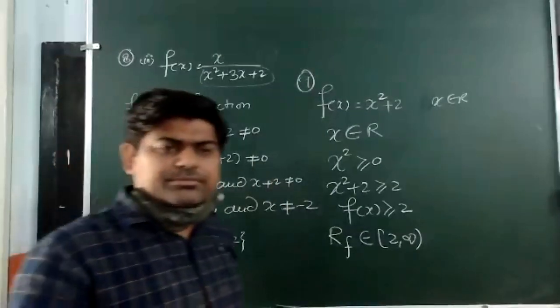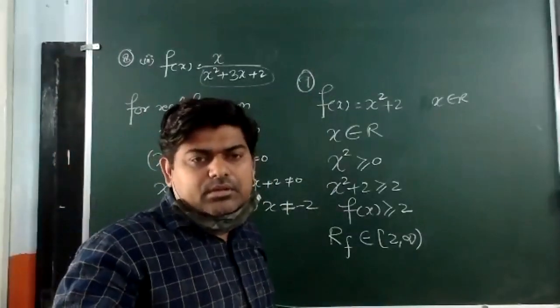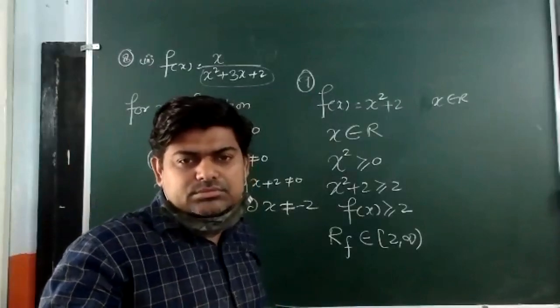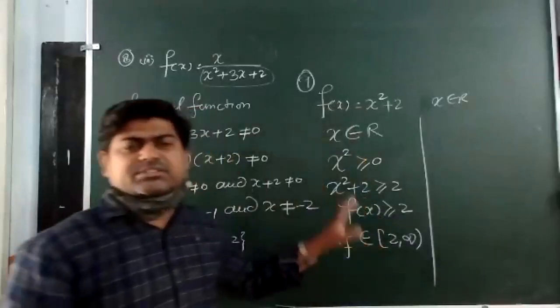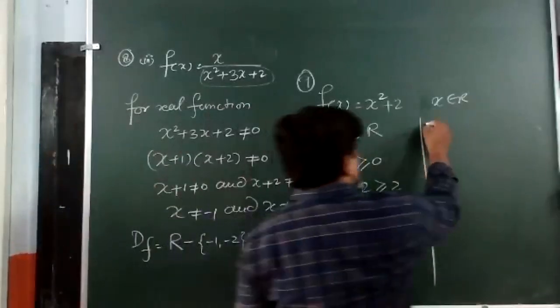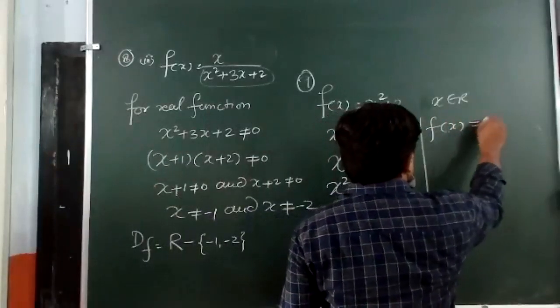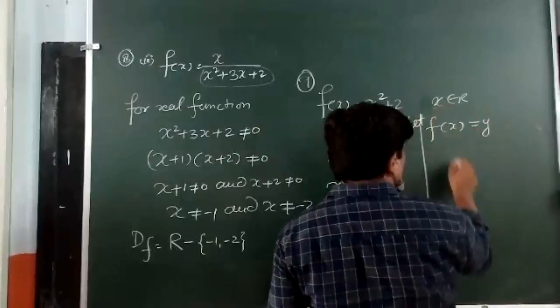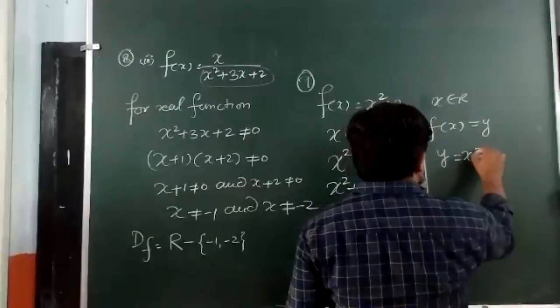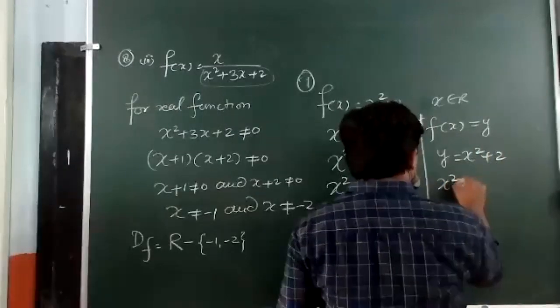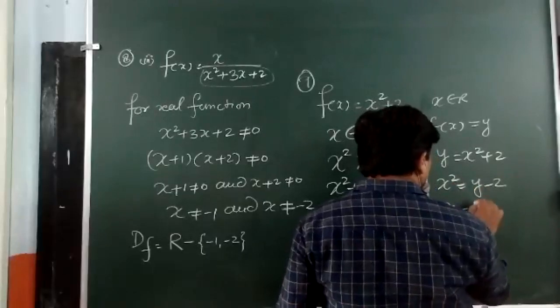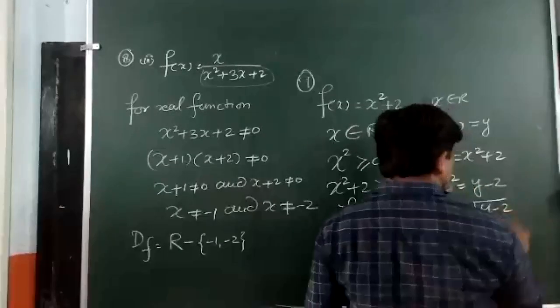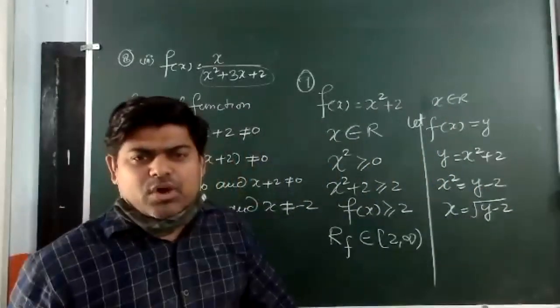Anyone have any doubt here? Say yes or no. Now, the other way. That is the one method. The second method: I will take f(x) equal to y. Let f(x) equal y. So y is equal to x square plus 2, so x square is equal to y minus 2, and x is the square root of y minus 2.